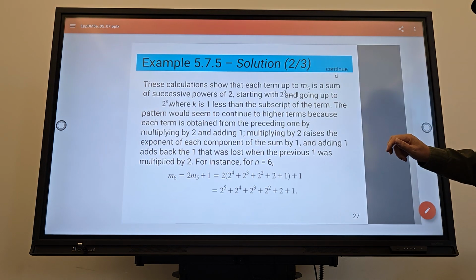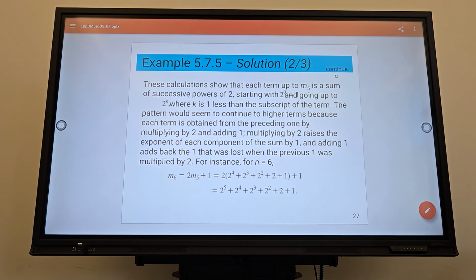So these calculations show that each term up to m sub 5 is a sum of successive powers of 2, starting with 2 to the 0th power equals 1, and going up to 2 to the k, where k is 1 less than the subscript of the term. The pattern would seem to continue to higher terms because each term is obtained from the preceding one by multiplying by 2 and adding 1. Multiplying by 2 raises the exponent of each component of the sum by 1, and adding 1 adds back the one that was lost when the previous one was multiplied by 2.